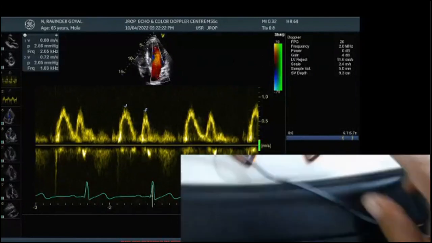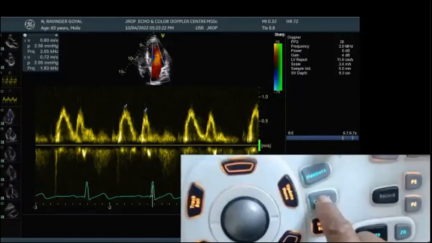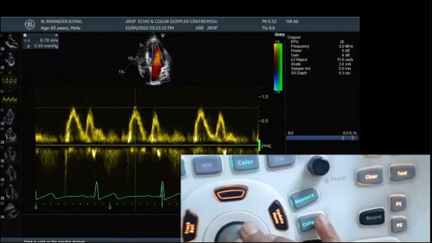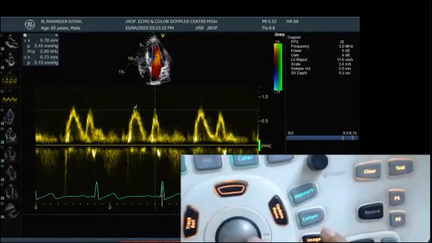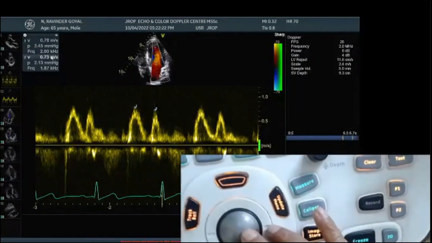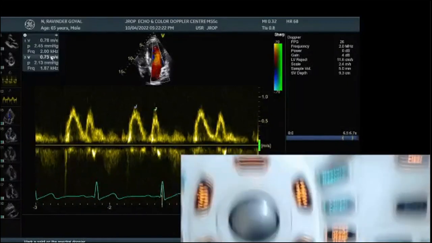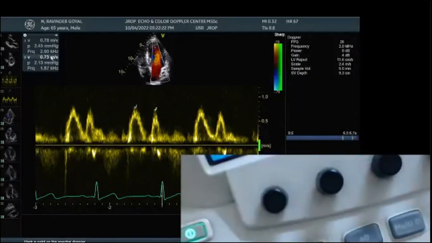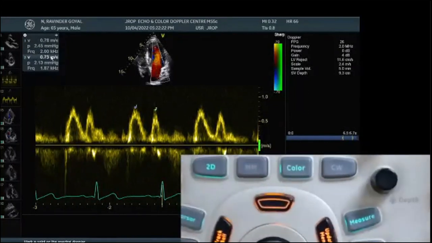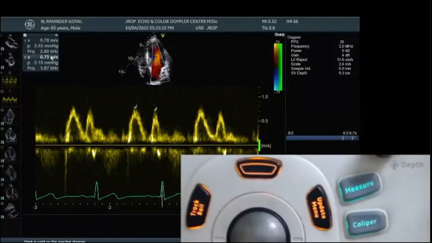And how do we do it? On the screen, there's one button with the name of caliper. So I'll press the caliper, take the sample volume to the tip of the E wave, then again to the A wave. It gives me a value, look at the left hand side, 78 and 73. If you remember when we talked of velocity, the mitral valve velocity is only 1.3, half of mitral is tricuspid, aortic is 1.7, half of aortic is pulmonic, that is 0.9 or 0.85.